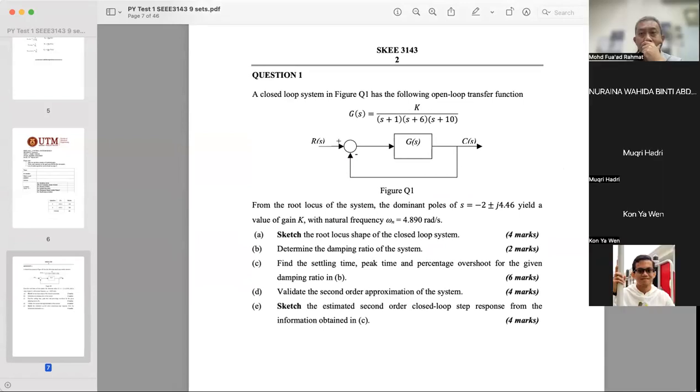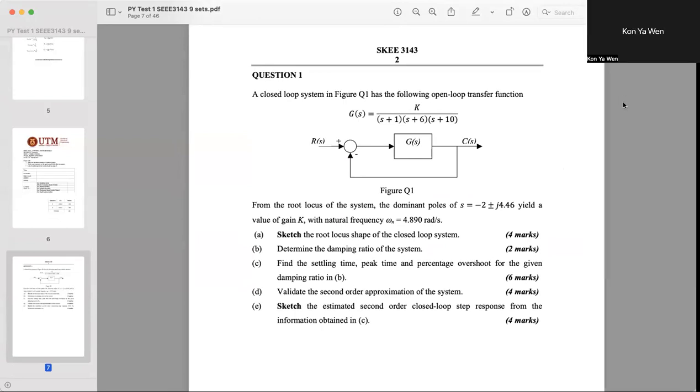The closed loop system in figure Q1 has the following open loop transfer function. From the root locus of the system, the dominant pole of S = -2 plus minus j4.46 yields a value of gain K with natural frequency 4.89 radian per second. A, sketch a root locus shape of the closed loop system. B, determine the damping ratio of the system. C, find the settling time, peak time, and percentage overshoot for the given damping ratio in B. D, validate the second order approximation of the system. E, sketch the estimated second order closed loop step response from the information obtained in C.